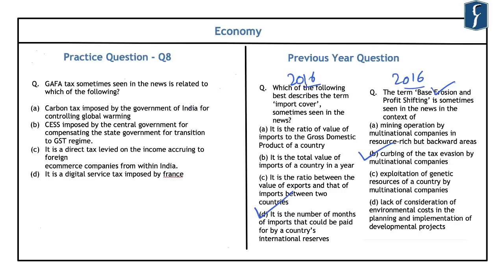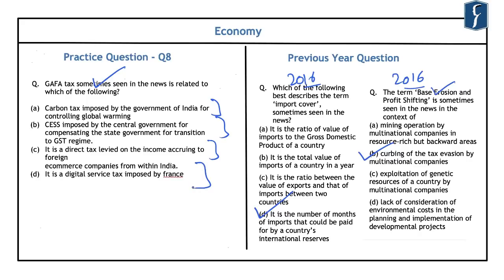So again, let us look at this practice question. It reads, the GAFA tax, which is sometimes seen in the news, is related to which of the following? The options are the carbon tax imposed by the government of India for controlling global warming. Second is the cess imposed by the central government for compensating the state governments for transition to GST regime. Again, it is a direct tax levied on the income accrued to foreign companies. And again, the last option is that it is a digital service tax imposed by France.